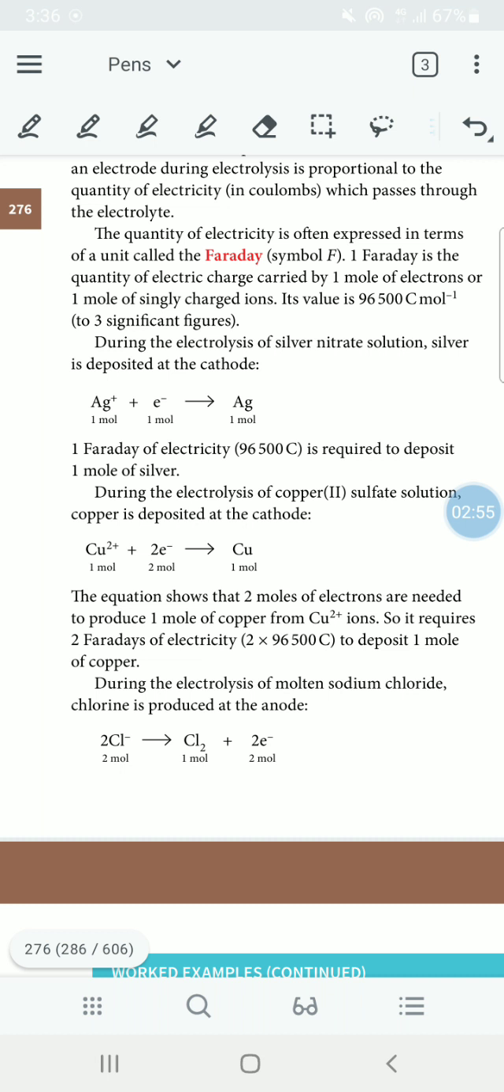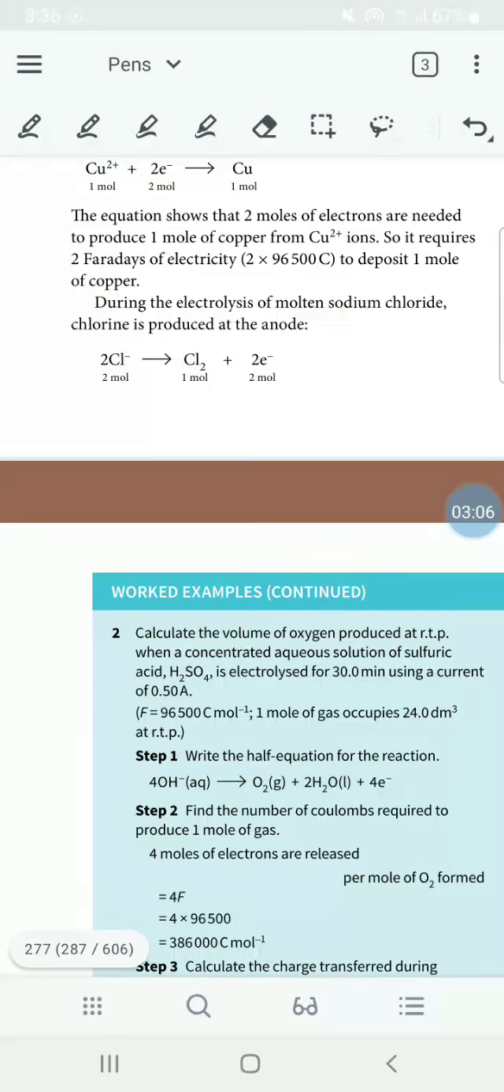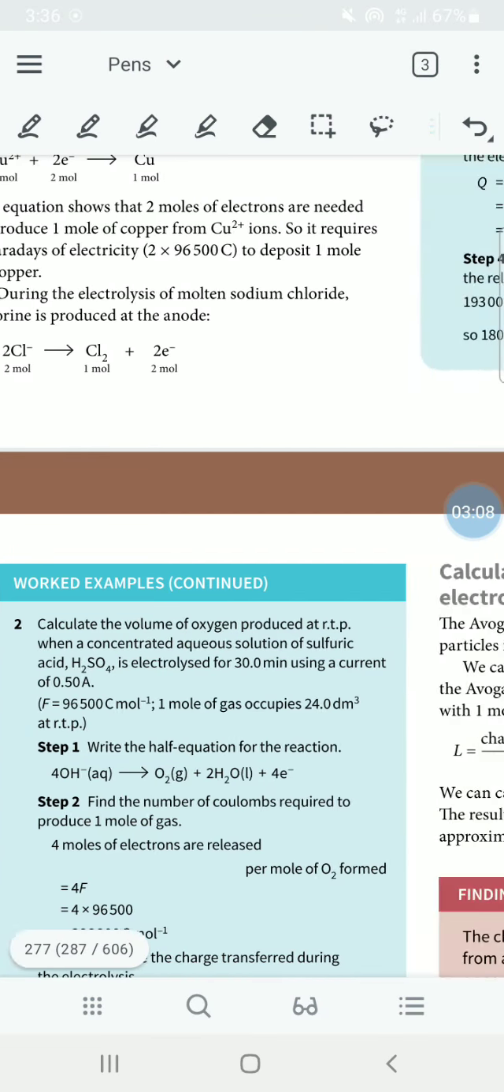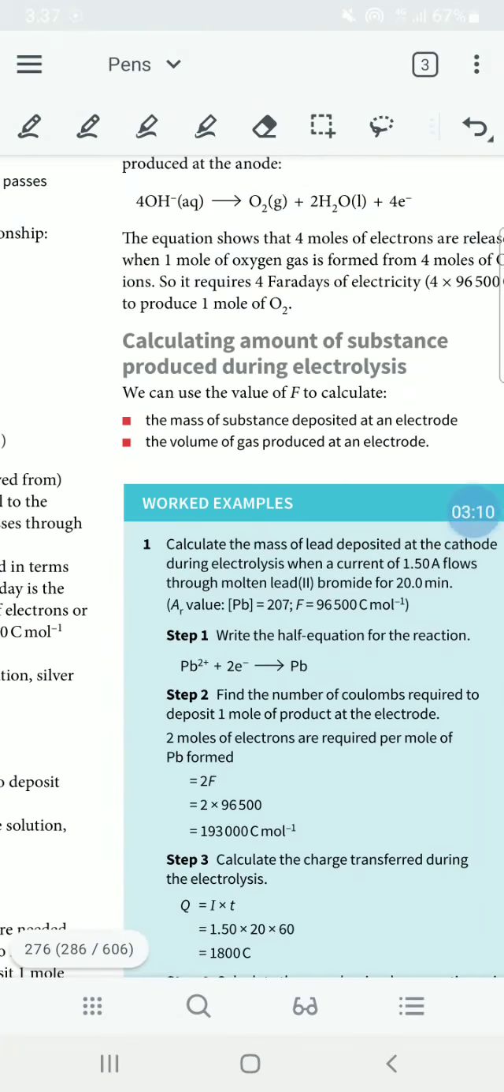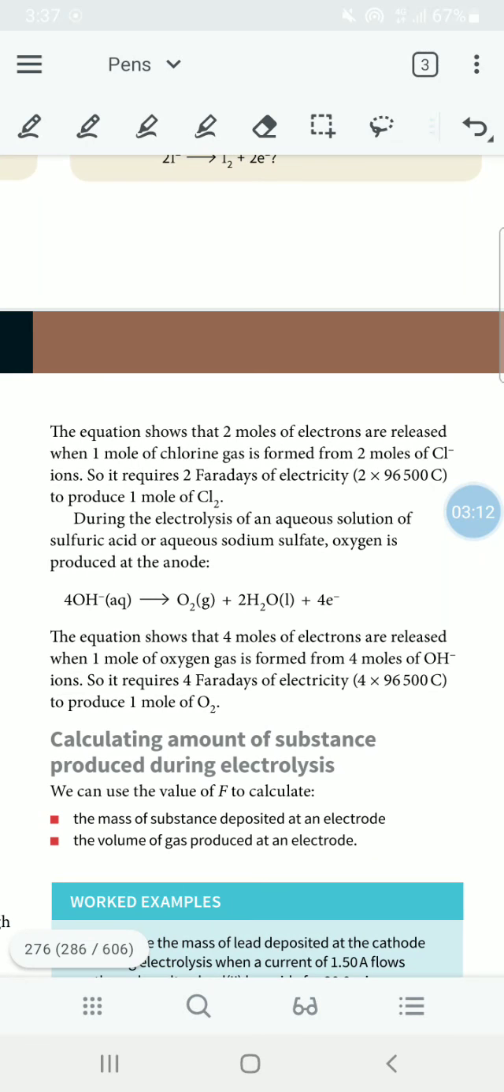So in molten sodium chloride, chlorine is produced at the anode: 2Cl⁻ becomes Cl2 plus 2 electrons, right? So the equation shows that 2 moles of electrons are released when 1 mole of chlorine gas is formed from 2 moles of Cl⁻ ions. So again it requires 2 Faradays of electricity, because 2 moles of electrons are required.